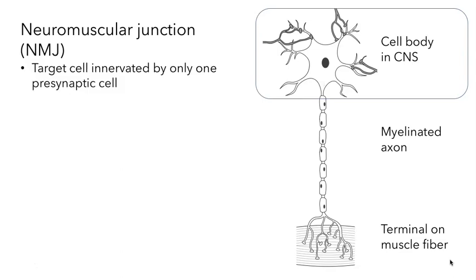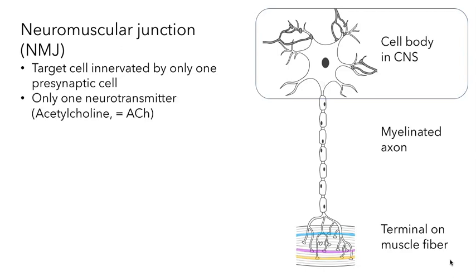of unusual features. One unusual feature is that the target cell, the muscle cell, is innervated by only one presynaptic cell. So the cartoon that I'm showing you shows that a single nerve cell can branch and terminate on several different muscle fibers, but any one of those muscle fibers gets input from only one presynaptic cell.